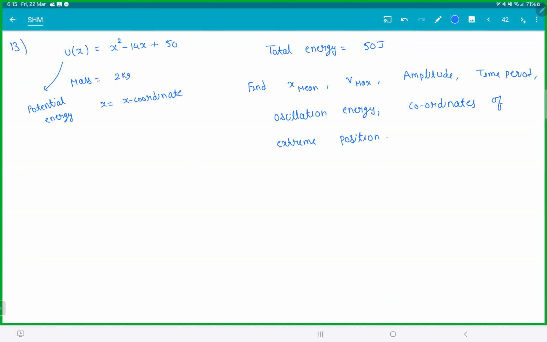Now there are one or two ways to handle this. One, we know force is what? Minus du by dx. So if I differentiate this, minus 2x, 2x minus 14. But we know force is mass into acceleration. So 2 into a is minus 2 into x minus 7. So we can clearly see we get a is equal to minus x minus 7.